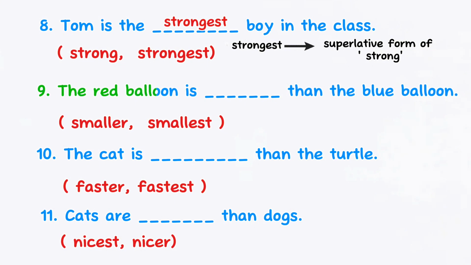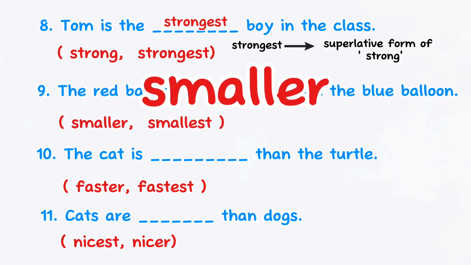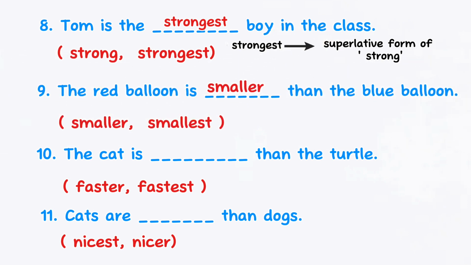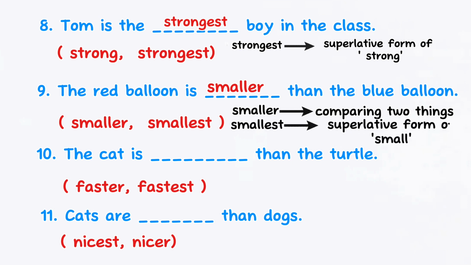The red balloon is blank than the blue balloon. The choice is smaller, smallest. The answer is smaller. The red balloon is smaller than the blue balloon. Smaller is the comparative form of the adjective small used when comparing two things. Smallest is the superlative form of the adjective small used when comparing three or more things. However, in this sentence, we are only comparing the red and blue balloons, so the correct choice is smaller.